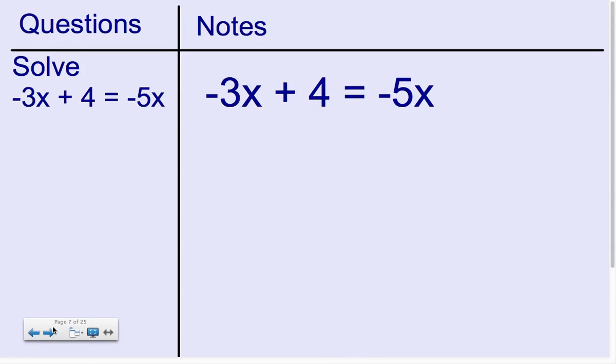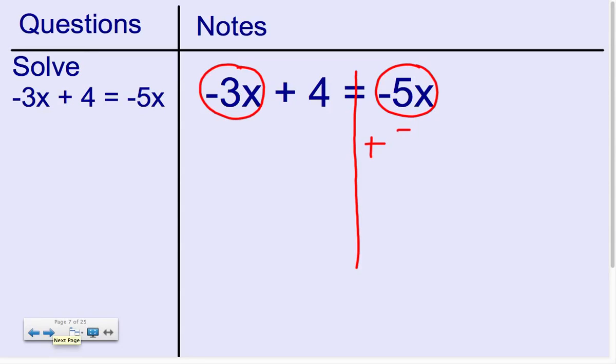Negative 3x plus 4 equals negative 5x. Train tracks. My two options for this problem would be adding 3x or adding 5x since they're both negative. I'm going to add 5x to both sides because then that will keep things positive. Negative 3x plus 5x is 2x. Bring down the plus 4. Negative 5x and 5x make 0.